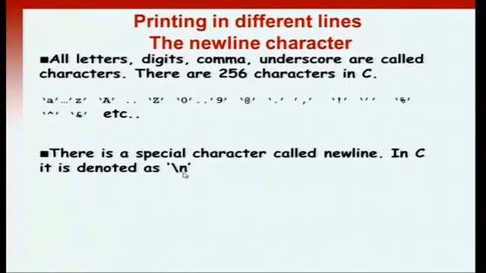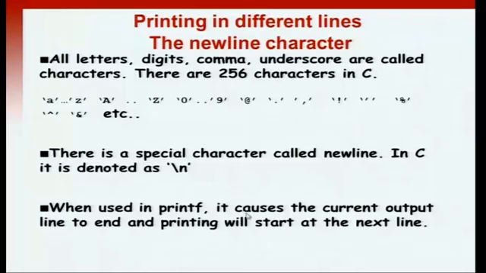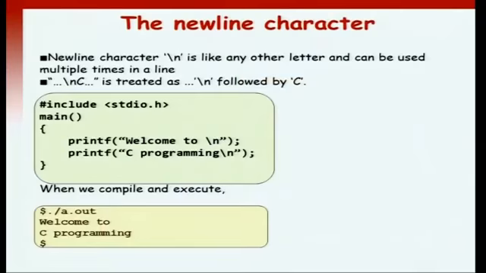Notice that there are two kinds of slashes, forward slash and backward slash on your keyboard, and the new line character is denoted as \n. So, even though it is a single character, it is denoted by two letters. When used in printf, it causes the current output line to end, and then printing will start from the new line. So, it is something which says the current line has ended. Now, whatever you have to print, print it on the next line.